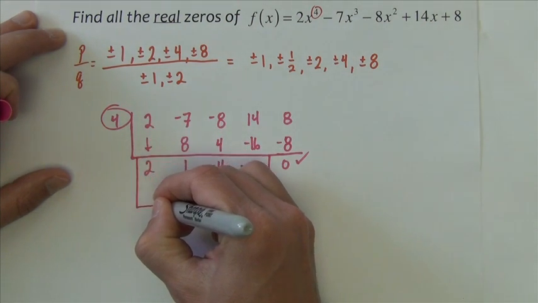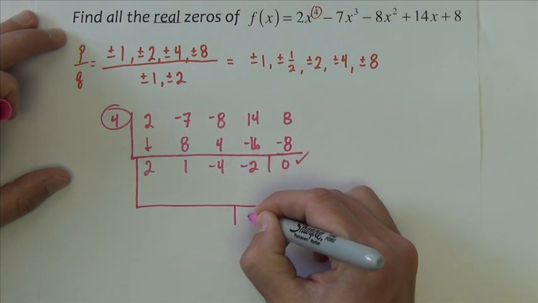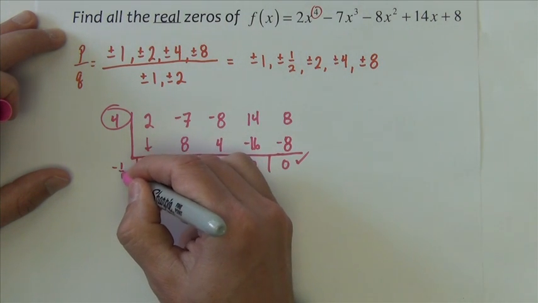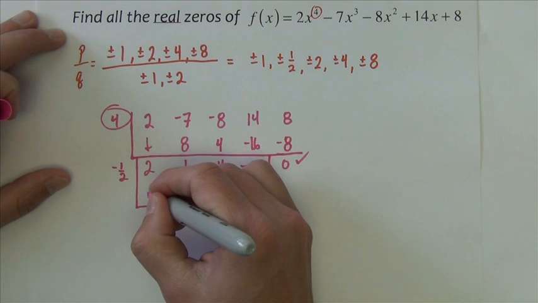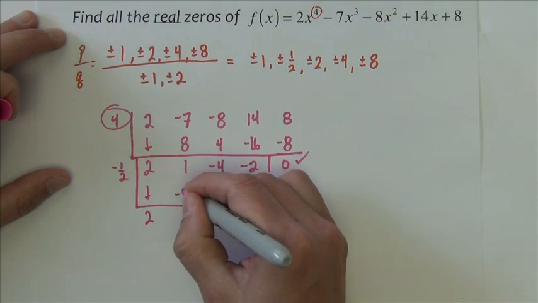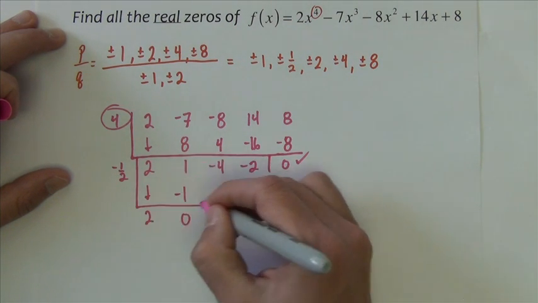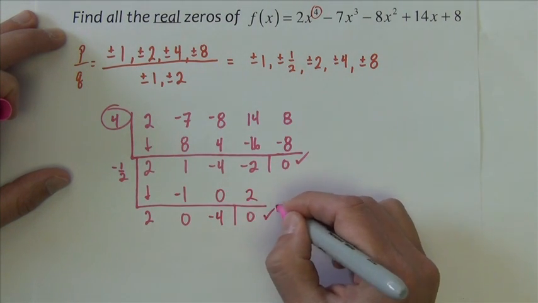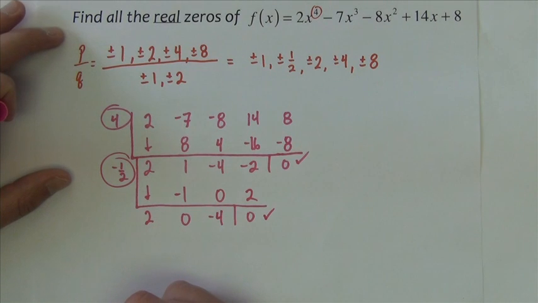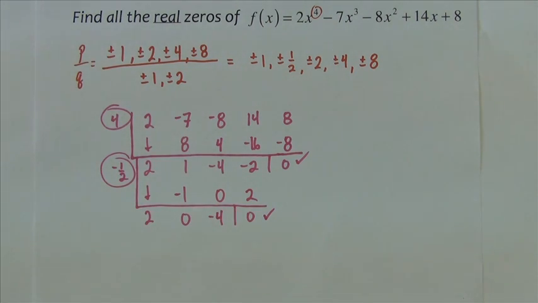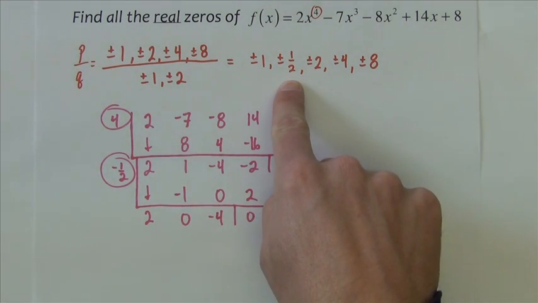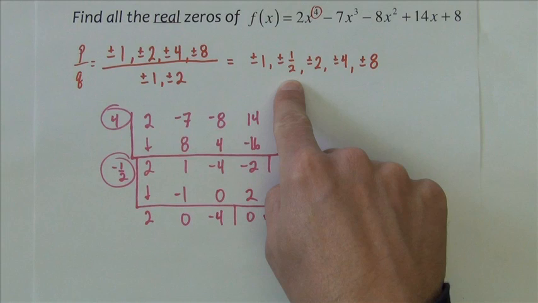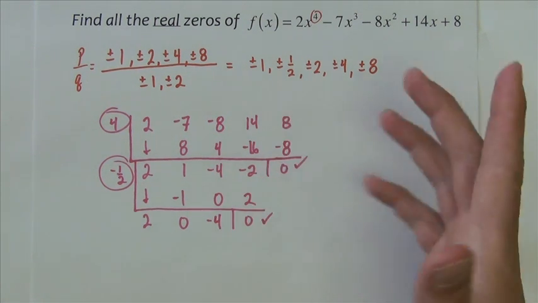The other one that we were going to try is negative 1/2. So I bring down the 2, and I multiply. I add together, and I multiply. I add together, and I multiply, and sure enough, that works too. Okay. Now, I wasn't quite sure what the other ones were, because they were decimal values, but they weren't half or negative 1/2. Those other ones. So what are they?